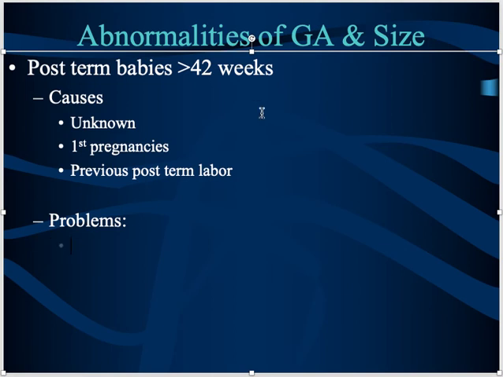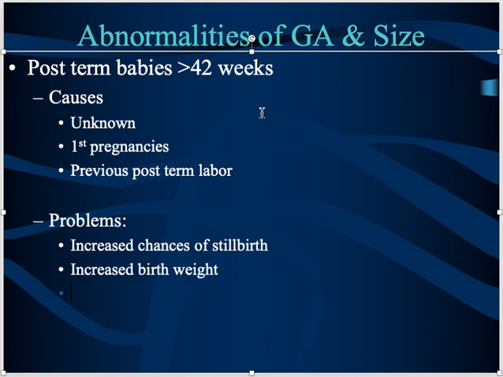Now, there can be many problems of post maturity. First of all, think like this: the baby is overstaying, getting bigger, bigger, and bigger. So a lot of problems it will create at the time of birth, during the time of labor. So there is increased chances of stillbirth in these babies. And they have increased birth weight, that makes sense, of course.